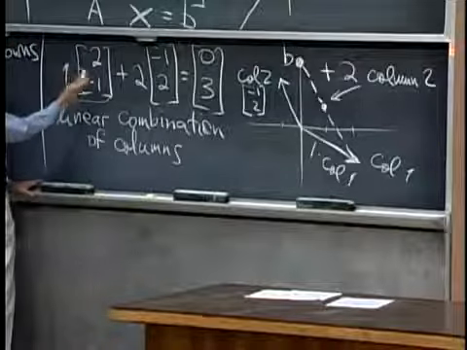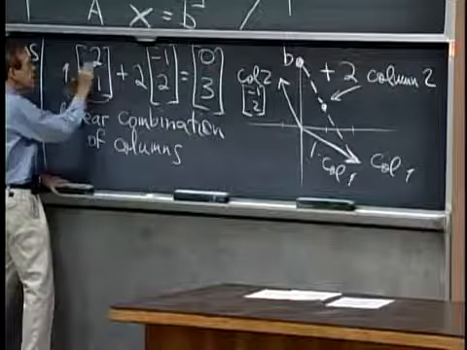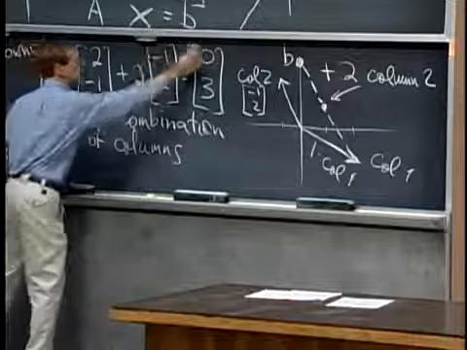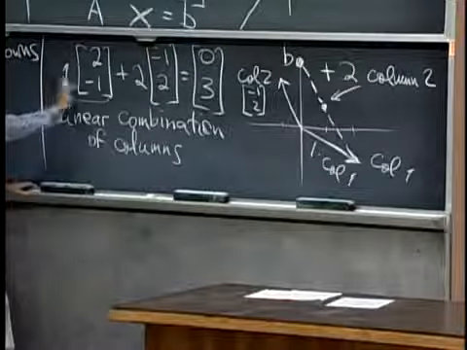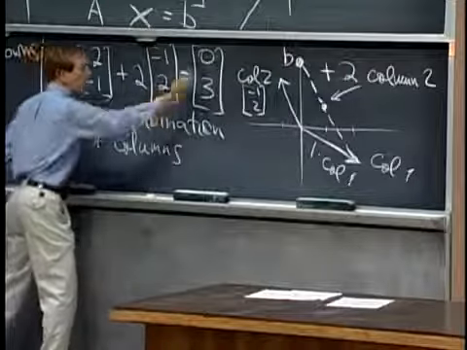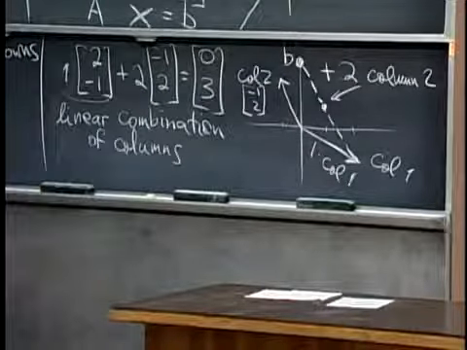And how do I do it? You see, I do it just like the first component. I have a 2 and a minus 2. That produces a 0. And in the second component, I have a minus 1 and a 4. They combine to give the 3.